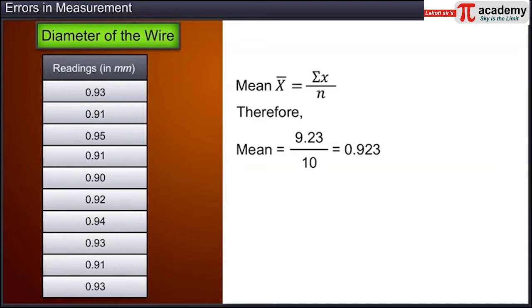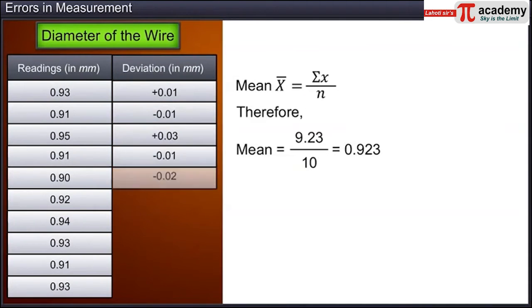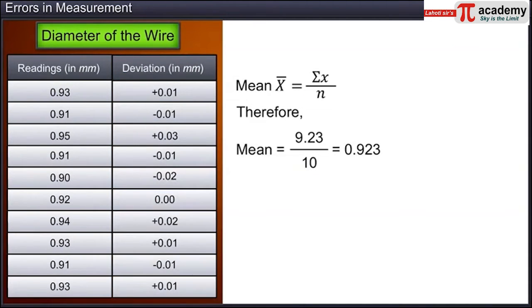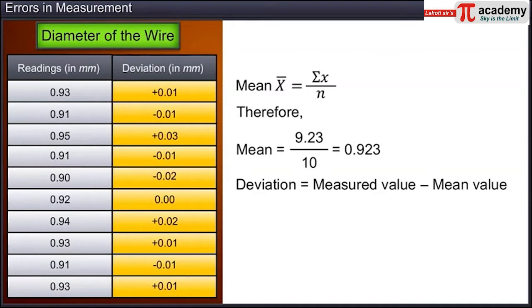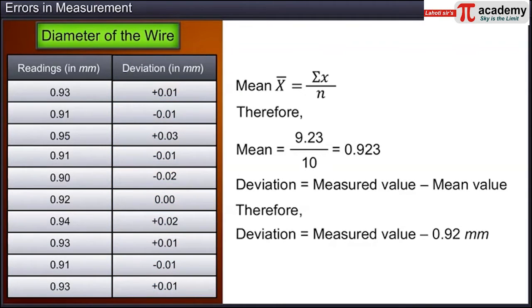Now, let us calculate the deviation for these measurements by using the formula deviation is equal to the measured value minus mean value. There are only two significant figures in the readings. Therefore, we can allow two significant figures in the mean. Thus, the mean value is considered to be 0.92 mm.